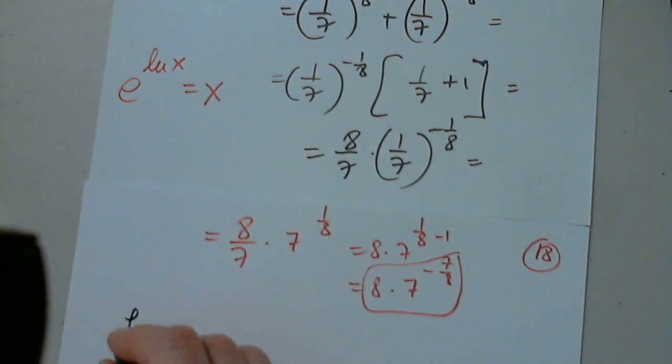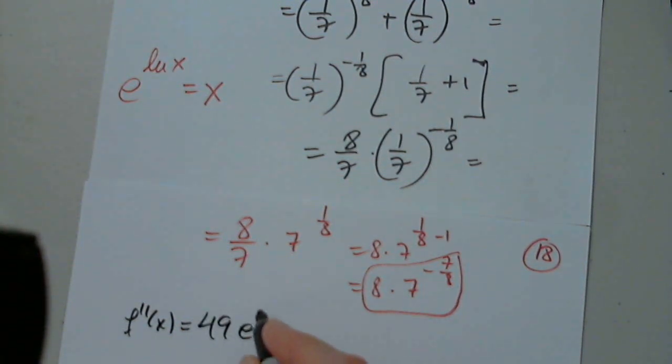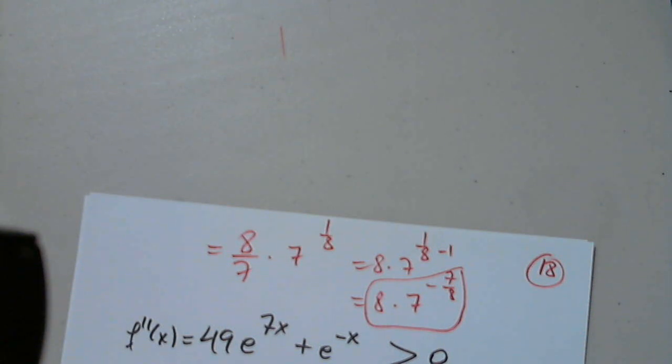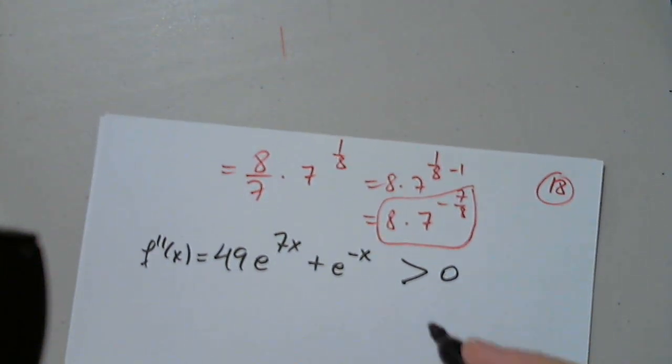Let me just write the second derivative. So it's 49 e to 7x plus e to negative x. So yes, this is always positive. It's never 0. Got it. You're right. So no inflection points. And the function is concave upward all the time because it's always positive. So you will write from negative infinity to infinity for that concave upward.